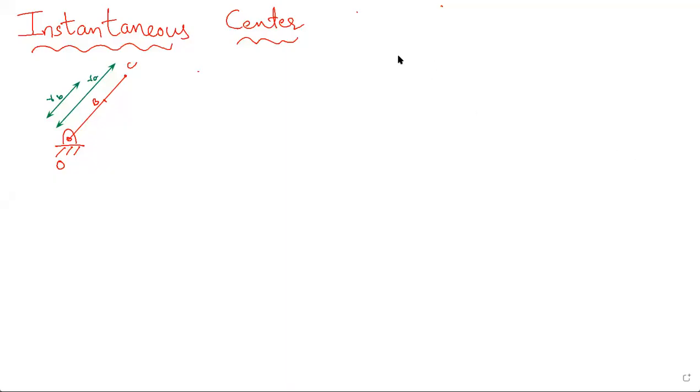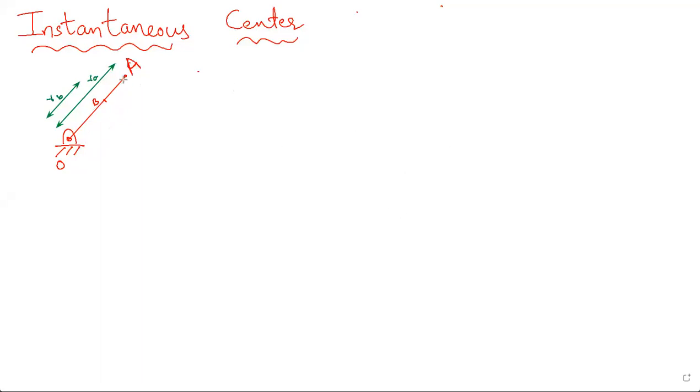So this is the instantaneous center method. Here we are assuming that a link OC is rotating about a fixed origin, which is O, and there are two distances, RA and RB. Let me name this properly so that we don't have any confusion further. This is point A and this is point B. So the distance from O to point A is RA, and the distance from O to point B is RB.